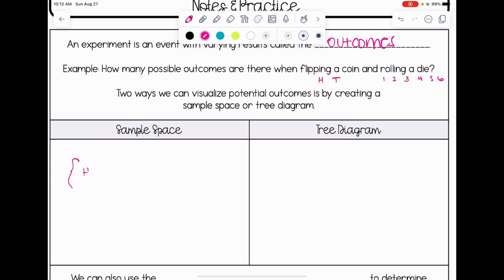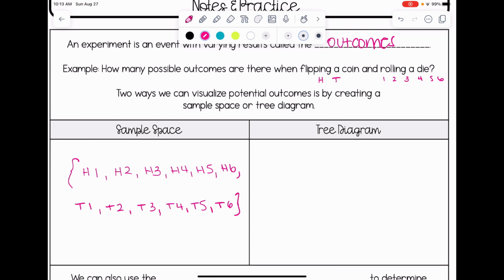So we could get heads with a 1, right? We're kind of listing all the combinations. We could get heads with a 2, heads with 3, heads with 4, heads with 5, heads with 6, and now we could also have gotten tails with 1, tails with 2, tails with 3, tails with 4, tails with 5, and tails with 6. Notice here we have 12 possible outcomes.